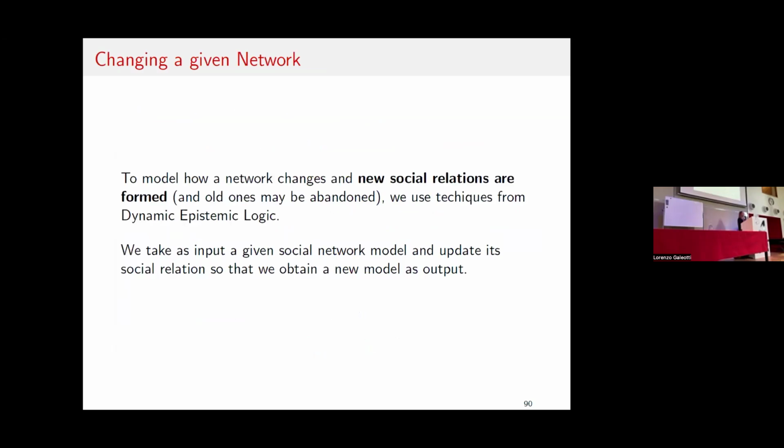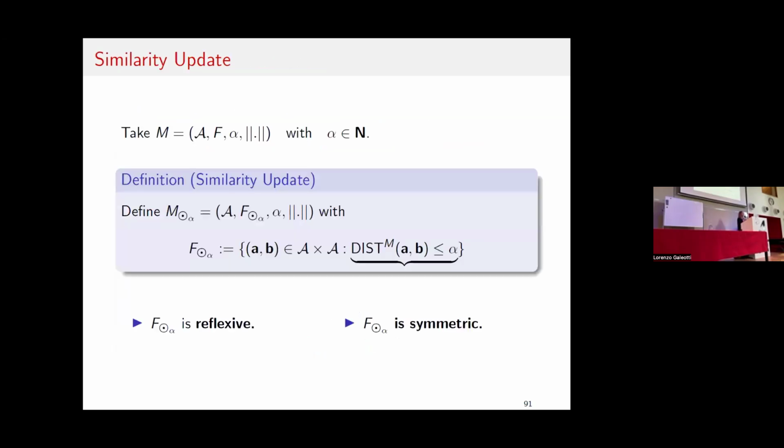Right, so let me maybe just say that what we did here, for instance, is that given a certain social network model, but without epistemics, with agents, a friendship relation, and this alpha threshold, then after the similarity update, you look at which agents are closest to you. Then you would say, well, the new network at the next stage of my update rule would be the model consisting of the same set of agents, but with a new social relation. So now F is changed.